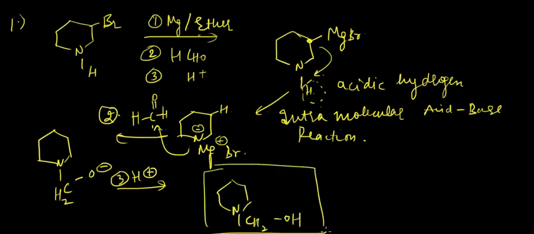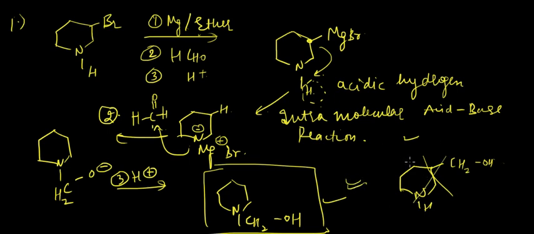So due to the intramolecular acid base reaction, this compound was found instead of what we saw previously. This CH2OH compound was not formed, instead this one was formed, because of the intramolecular acid base reaction.